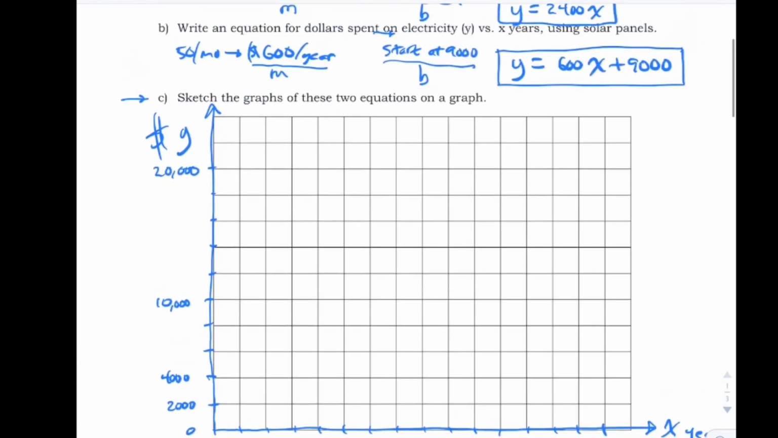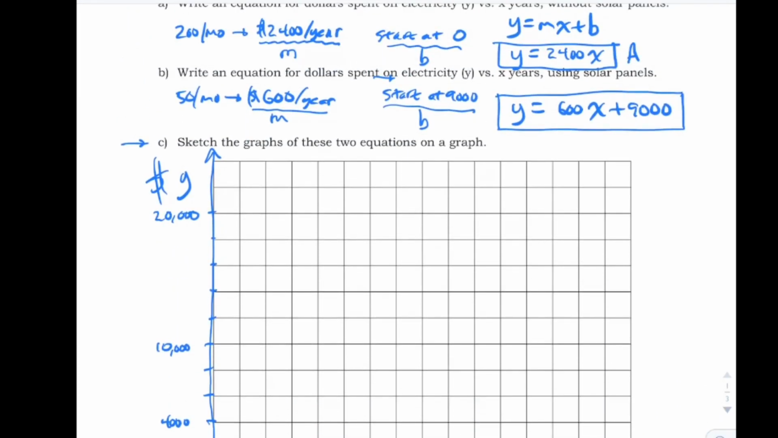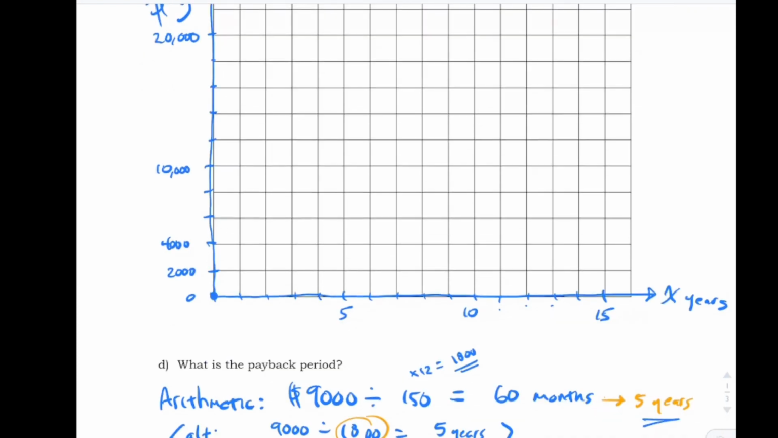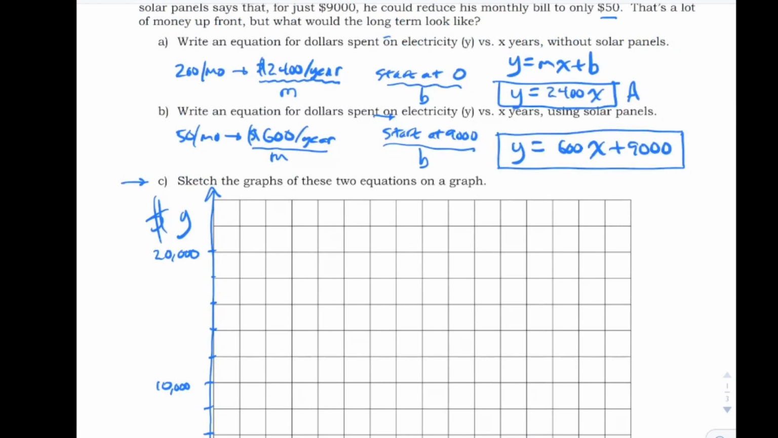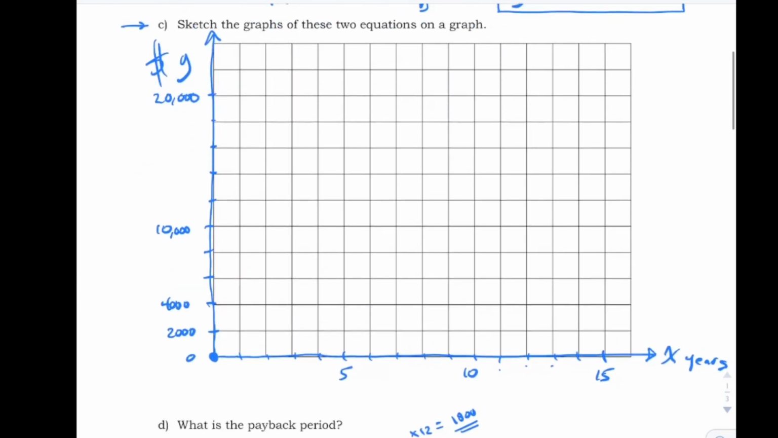Now to graph this line, call it line A, y equals 2400x. The y-intercept is 0, which means we start here. It's 2400x plus nothing, so the y-intercept is 0, but the slope is going to be 2400. So every year is up $2,400. Come out to 1 year, go up to $2,400, and you have to estimate it somewhere around there. If you come out to 2 years, you'd be at 2,400 plus 2,400, which is 4,800. You have to estimate where that is, somewhere around there.